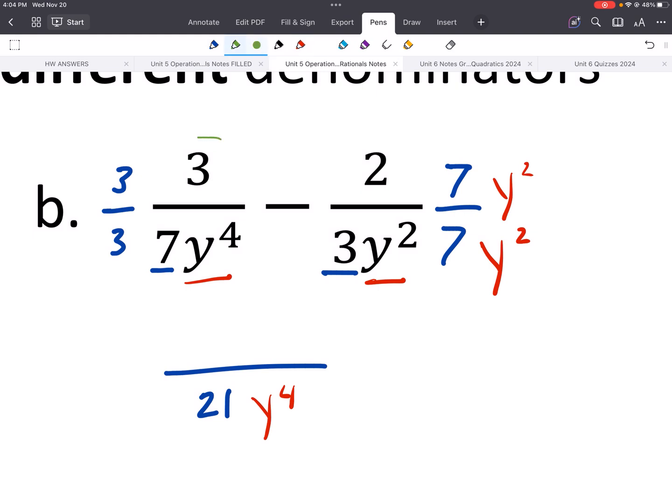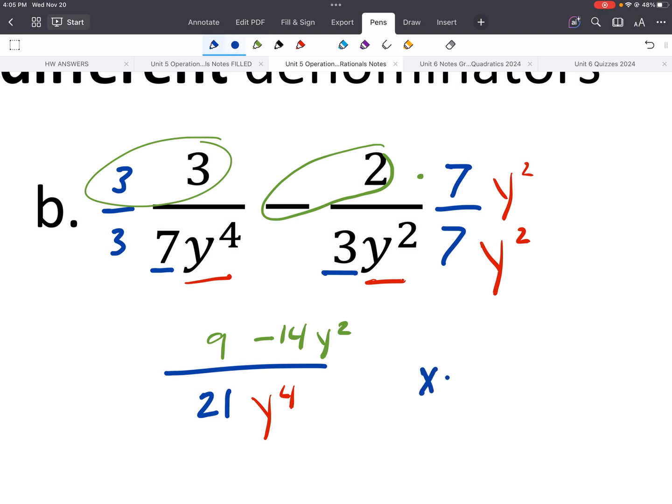Let's just simplify what's inside. So we've got a 9, and then we've got a negative 2 times 7y squared. So that will give us a negative 14y squared. Okay. Again, there's nothing that we could factor. This is almost the difference of squares, but 14 isn't a perfect square. And I think that's it. So that would be our answer, and we would write down our excluded values.